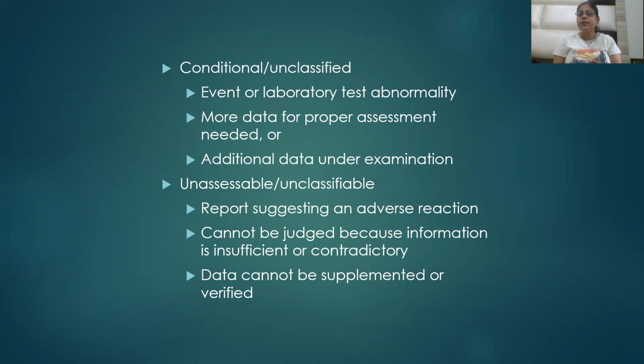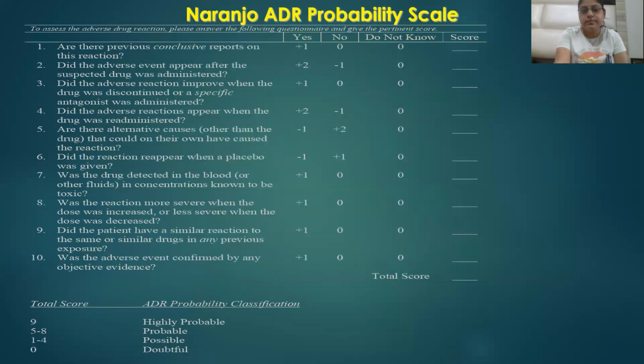Unassessable or unclassifiable: a report suggesting an adverse drug reaction cannot be judged because information is insufficient or contradictory. It means the available information is not sufficient or is contradictory, or the data cannot be supplemented or verified. So these are the six categories of the causality assessment of WHO.